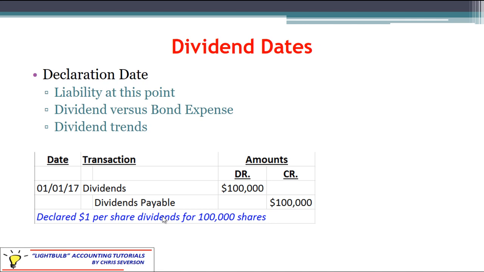But as far as the declaration date, on January 1st in this example, we would debit dividends for $100,000. And down below you'll see this is the example of $1 per share for 100,000 shares of common stock. So they would debit dividends right away, which reduces retained earnings, for $100,000. But they're not paying it yet. They would credit dividends payable for $100,000.